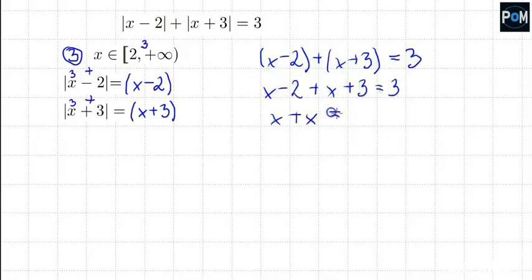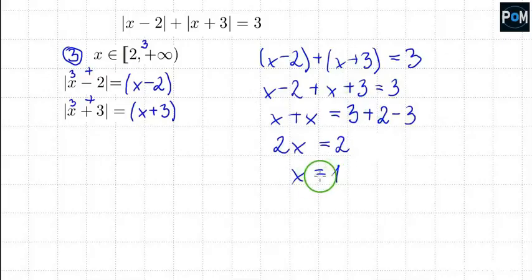Then we calculate it exactly as we did before. We remove the brackets, keep x's, move the numbers, and we get x equals 1. But this result of 1 should again fall within our third interval, which we are checking, and it doesn't fit here at all because the interval is from 2 to plus infinity, so we must reject this as well.